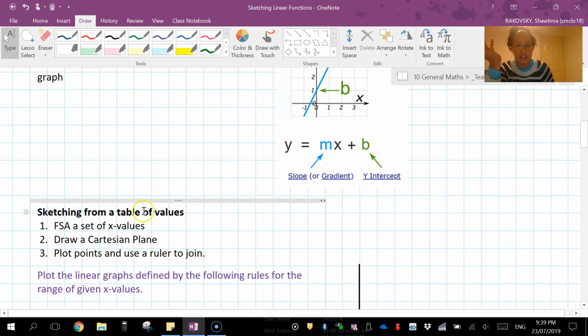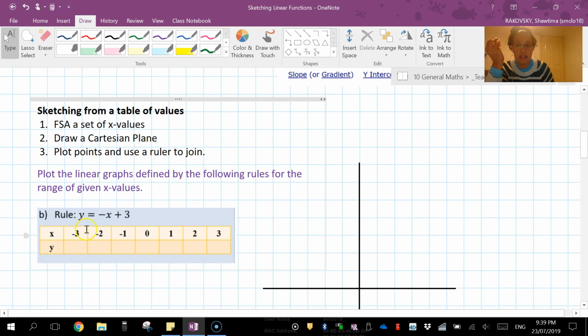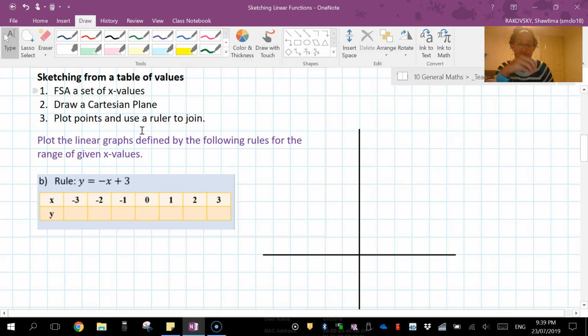The first thing we're going to do is take a linear equation like this one, which is a rule, and use it to complete a table of values, then plot those points on a Cartesian plane and draw the straight line. So the first thing I'm going to do is fill in the set of values that you've got here. I'm just going to make this a bit smaller.